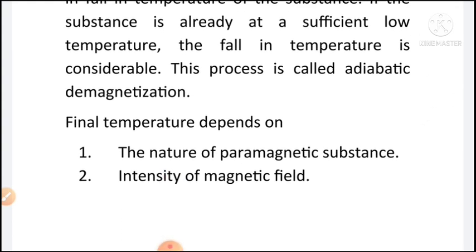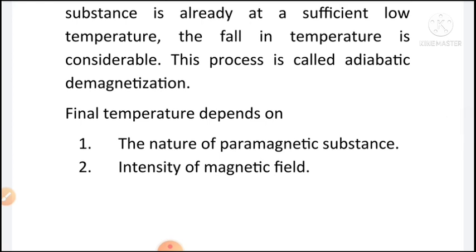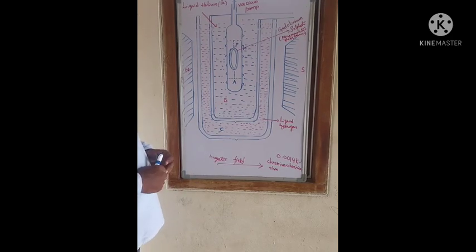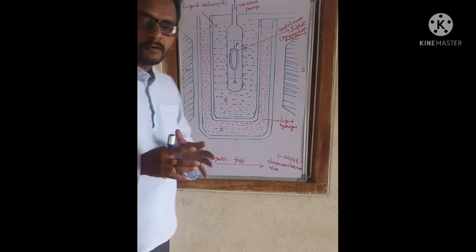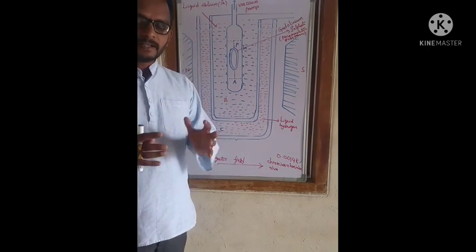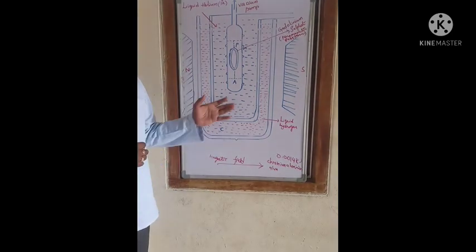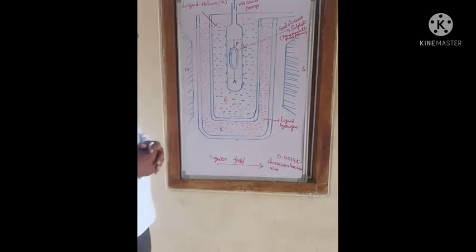Here you have to remember that the final temperature depends on the nature of the paramagnetic substance and the intensity of the magnetic field. So let us see the technique of adiabatic demagnetization and how we can get very low temperatures experimentally with the help of this diagram.